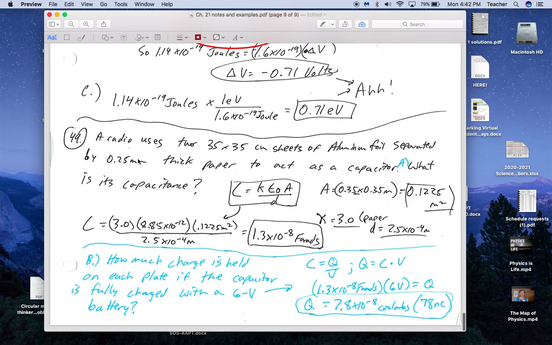So number 49, I think, deals with a capacitor. It says a science fair radio uses a homemade capacitor of two 35 times 35 centimeter sheets of aluminum foil separated by a 0.25 millimeter thick sheet of paper. What's the capacitance? This is for part A.